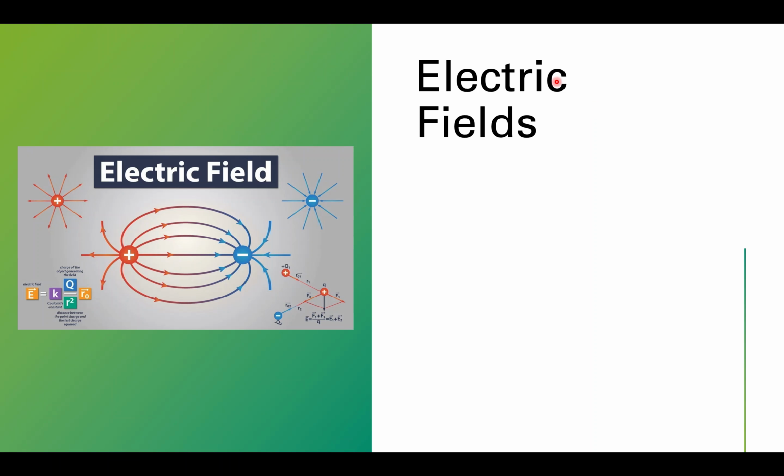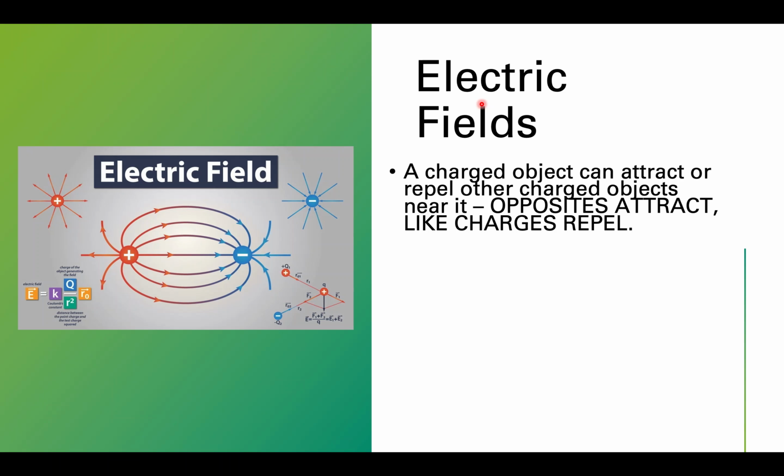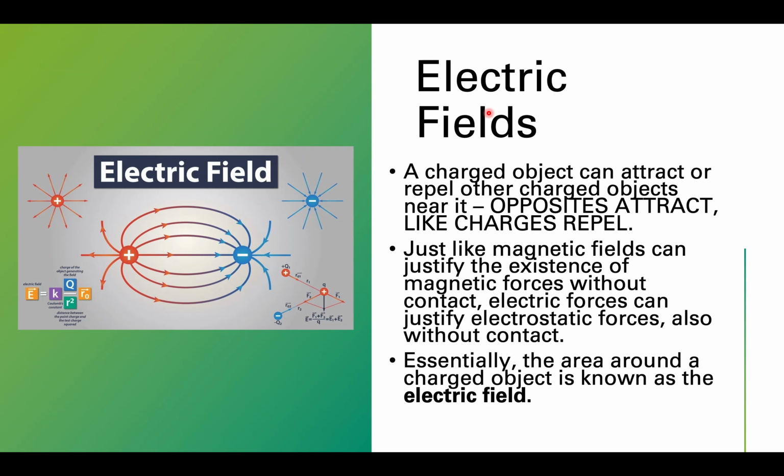Now, let's talk about electric fields. As you all know, and you should know, a charged object can attract or repel other charged objects near it. Remember, like charges repel, whilst opposites attract. Now, think of a magnet. When you use a magnet, these pushing and pulling forces, or the forces of attraction and repulsion, don't rely on contact. Like magnets don't need to be touching each other to exert a force on each other. Similarly, electric forces can exert electrostatic forces without contact. The area around a charged object is known as the electric field.